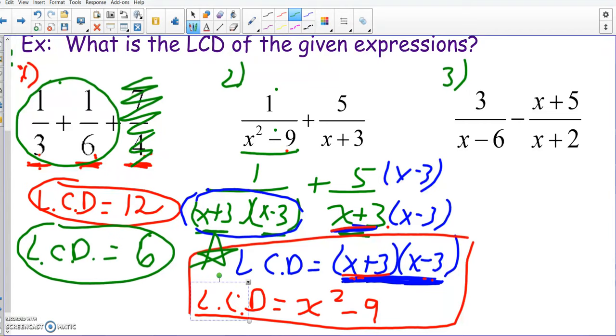So what I'd like you to do with number 2 in mind is write down what you think that the LCD is for number 3. I'll be right back with you.